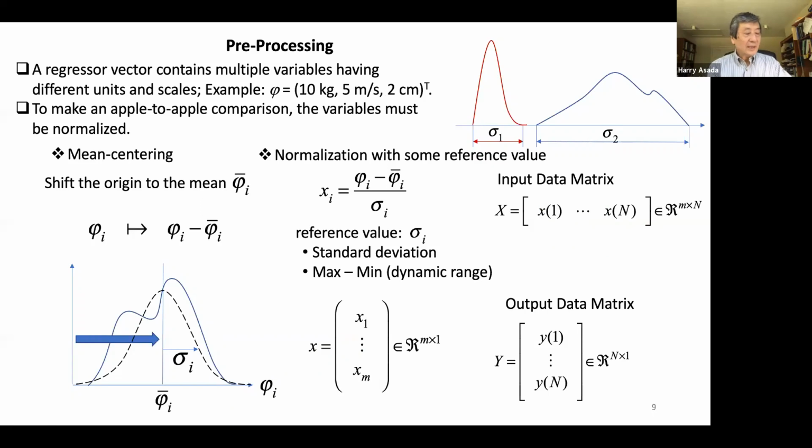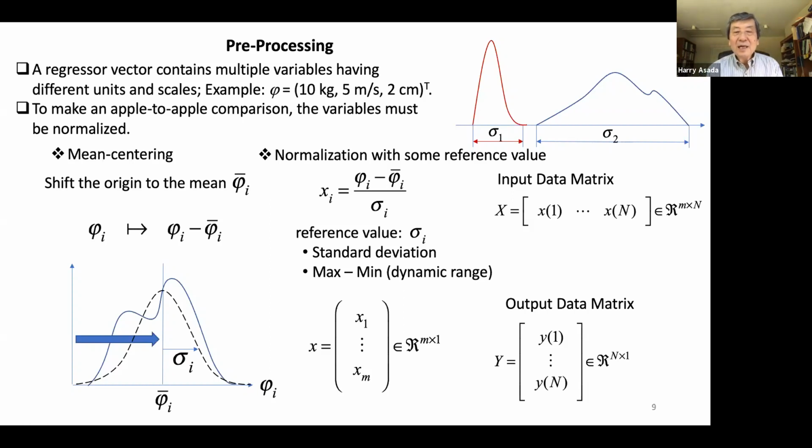But before doing that, I'd like to speed up a little bit. One important step is called pre-processing. When we compare two or multiple variables, they may have different units and different scales. For instance, one regressor consists of 3 variables: the first is a mass of 10 kilograms, the second is a speed of 5 meters per second, and the third is a size of 2 centimeters, right?